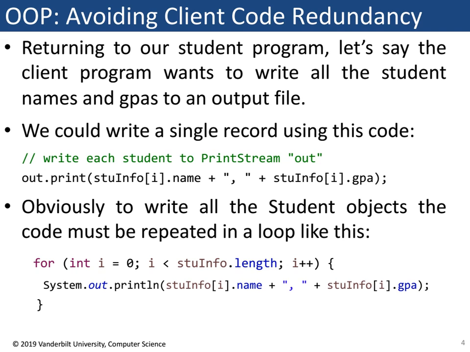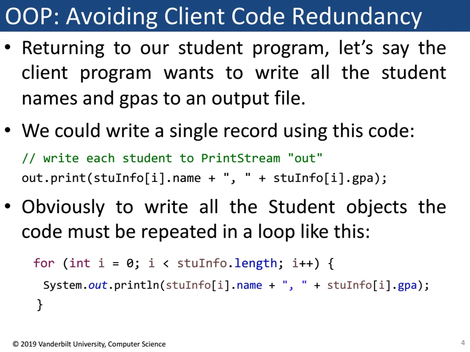Well, we would have some sort of system.out.print of stuinfo, and then I is the element in that array that we want to access. And we use the dot operator, which dereferences the address stored in this array element, and we access the instance variable name in that object. Then we concatenate that with a string which contains a comma, and then concatenate the student GPA just as we did with the student name.